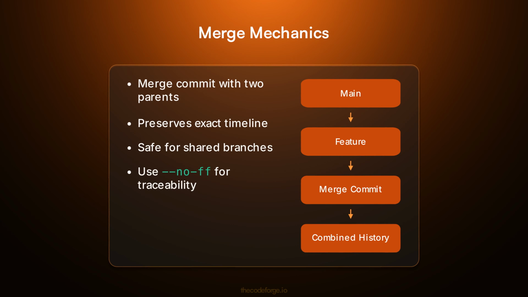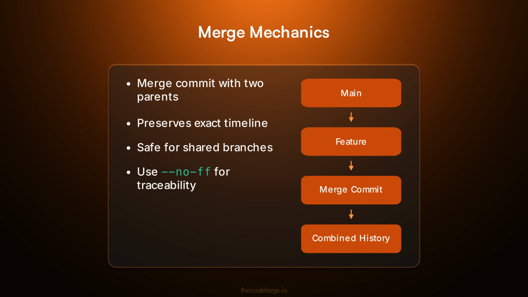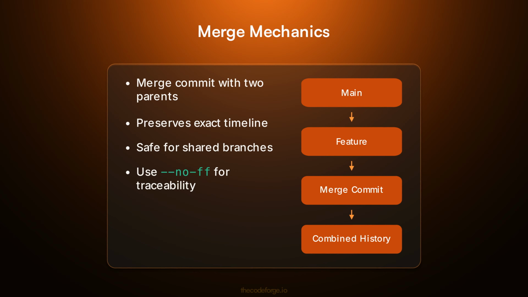A merge creates a commit with two parents, preserving the exact history of when and how work happened. It never alters existing commits, making it safe for shared branches. Use --no-ff to force a merge commit even when fast-forward is possible. This groups feature commits together for cleaner git log --first-parent output.